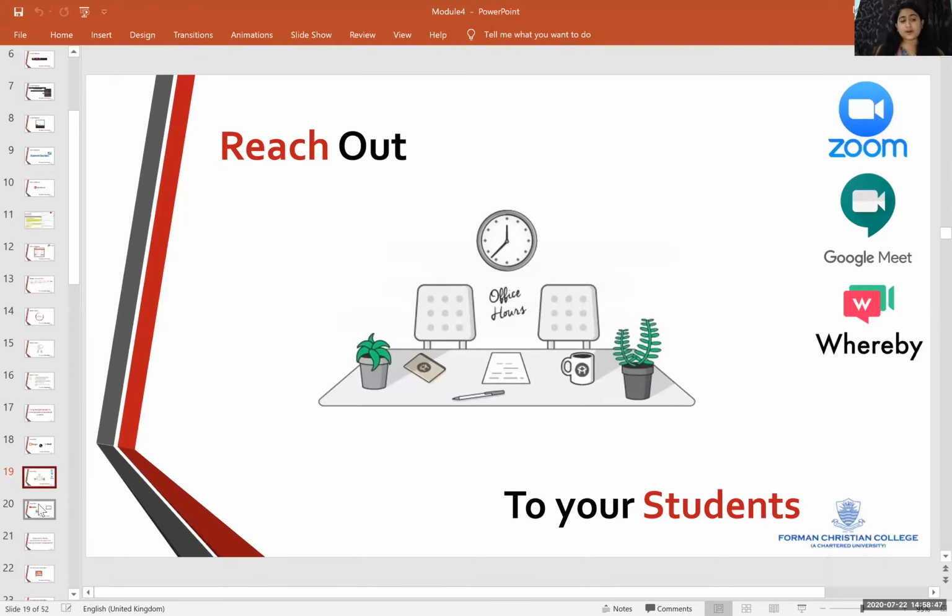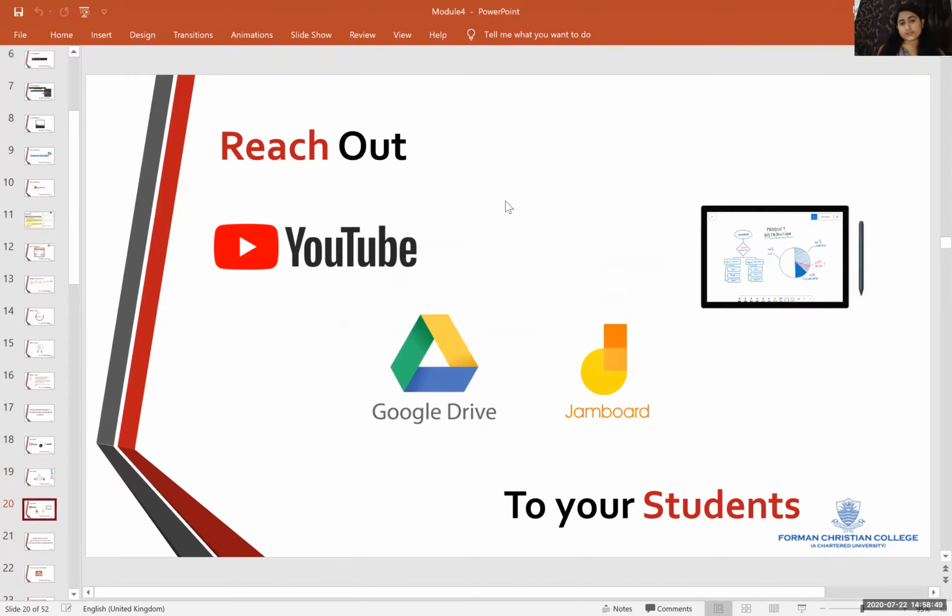The next part in including all students is to reach out through different platforms, again depending on what works for you and what doesn't work. Select a range of applications which can benefit you to go out and spread that information.